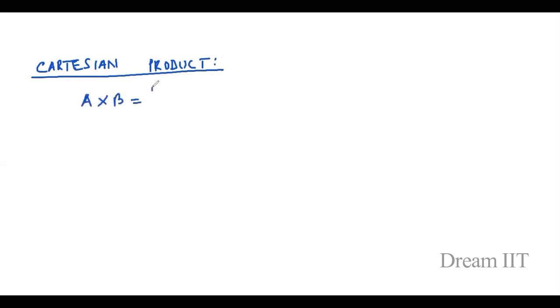Now we are going to define what is Cartesian product very clearly, right? Cartesian product of two sets. First, two sets. Then for any two non-empty sets, what we do, Cartesian product is defined like this.